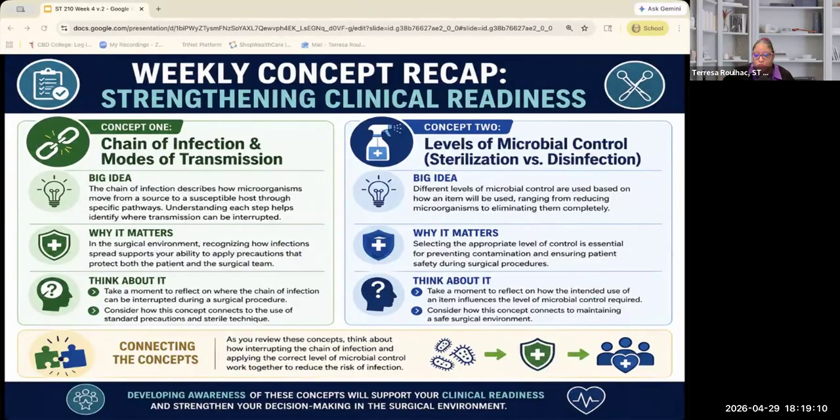If we don't break the chain at any place, what happens to our patients? What step in the chain involves movement from one place to another? Are we stopping the organism from leaving, from traveling, or entering? Taking the next step.